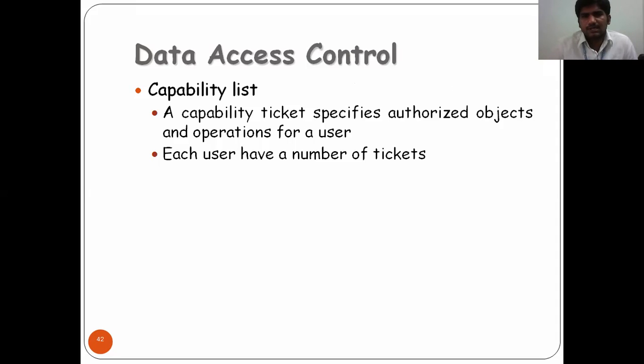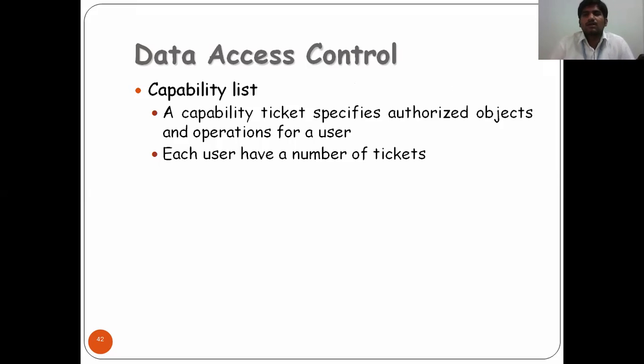Then a capability ticket specifies the authorized objects and operations for the users. So what are the operations we can perform for the users?